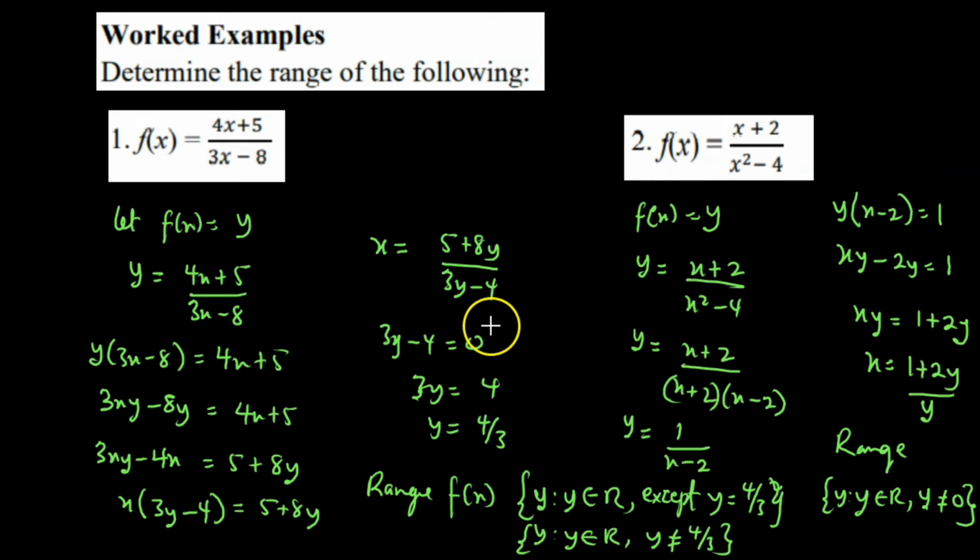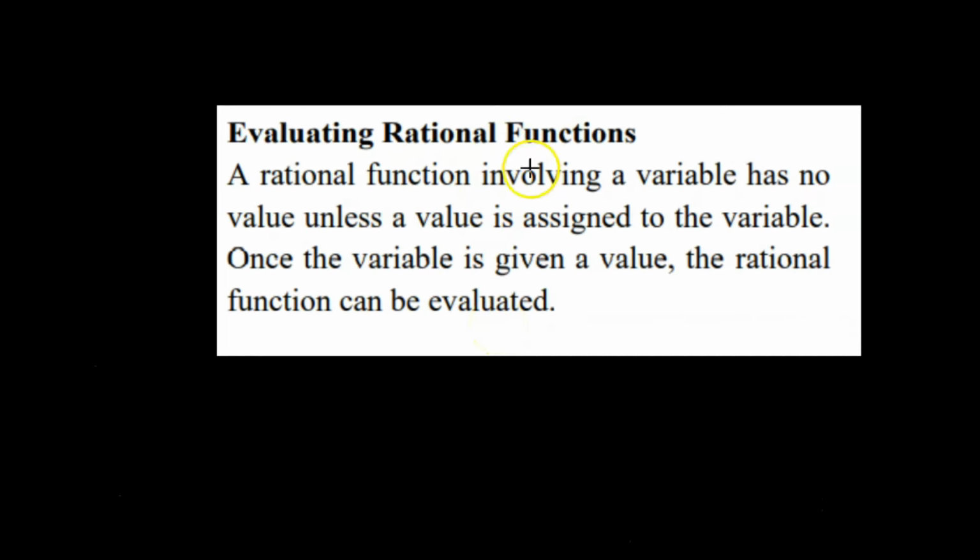So let's move forward. Moving forward, what we need to consider is evaluating rational functions when we are given the rational function and some values. So a rational function involving a variable has no value unless a value is assigned to the variable. Then once the variable is given a value, the rational function can be evaluated. So we have one example here.